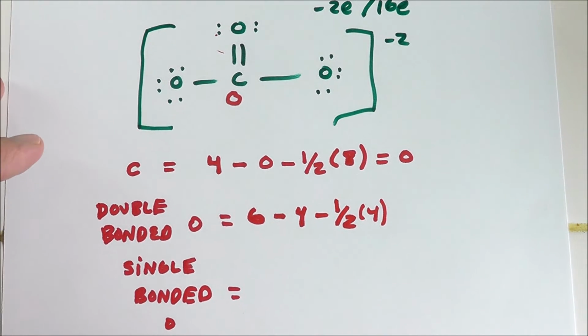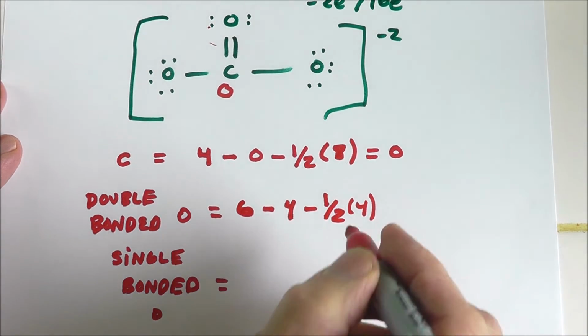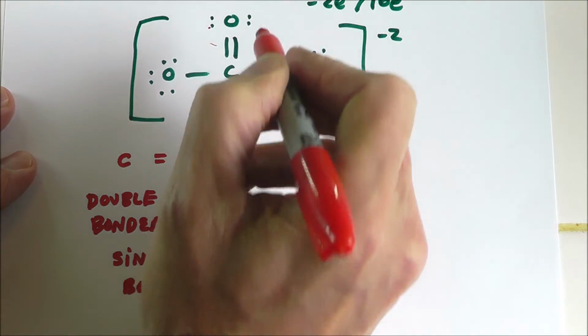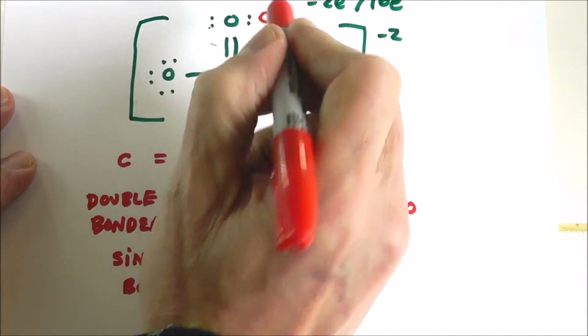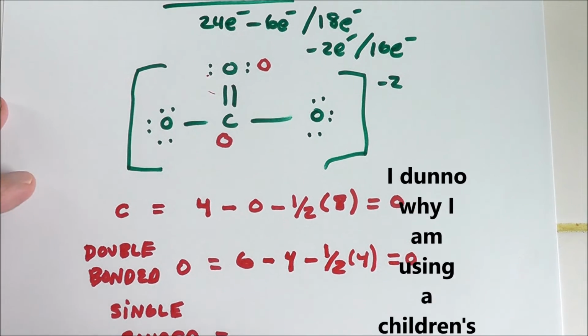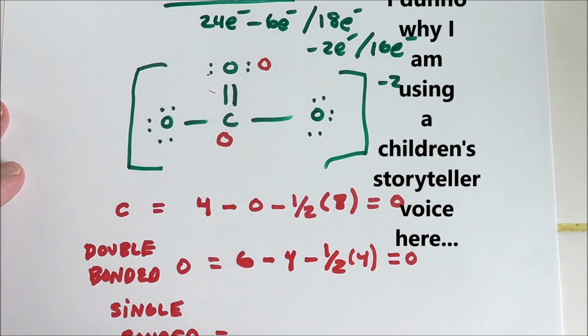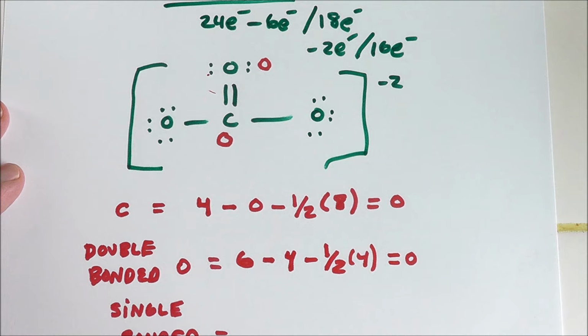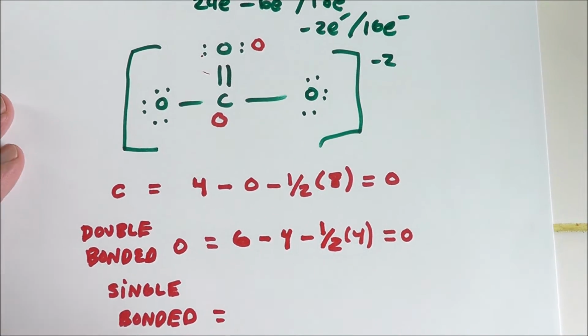6 minus 4 minus 1/2 of 4, and once again that's 0. The mystery here is unraveling. Where's that negative 2 come from? Well, both of these are equivalently bonded. Seems to me that if there's a negative 2 charge, each oxygen should have a negative 1. So let's go ahead and see if that's true.